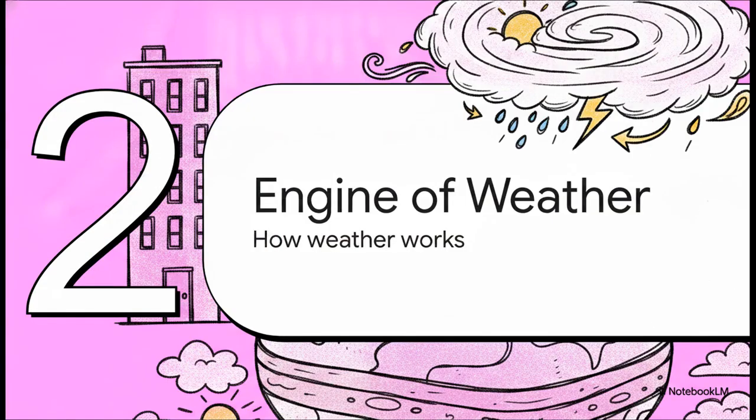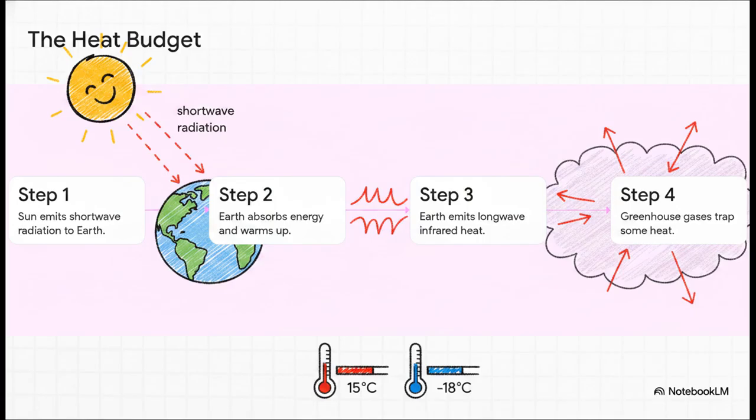Moving right along to Section 2, the engine of weather. Everything with our weather starts with the sun in what meteorologists call the heat budget. First, the sun beams down visible shortwave radiation. The Earth then absorbs this energy and warms up, and then it sends that heat back out towards space as long-wave infrared radiation. But here's where the magic happens.